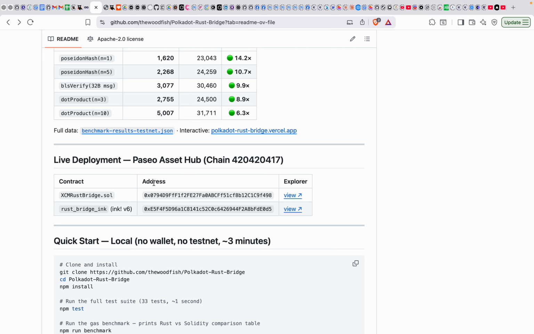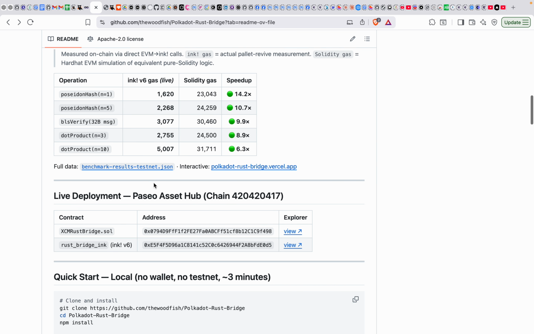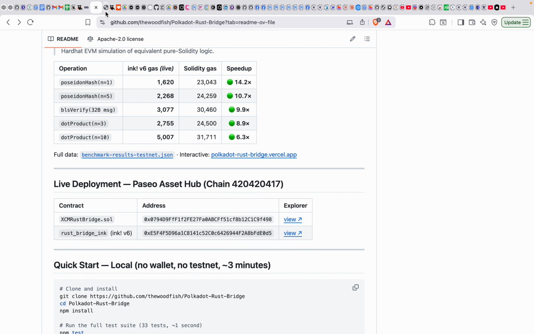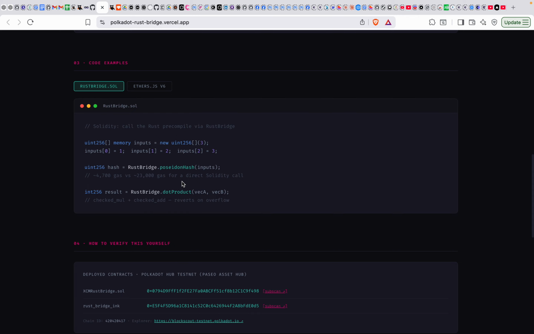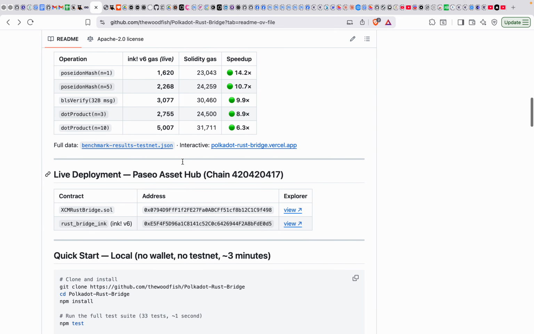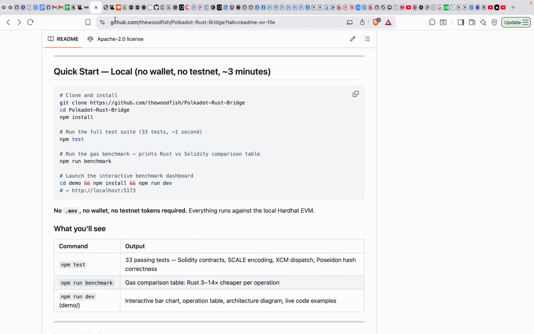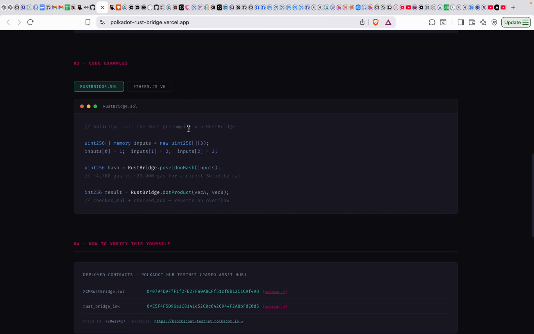Because the encoding and dispatch are fully handled, integrating this into an existing Solidity project is just about 4 simple lines of code. Call the bridge and get your results. Rust does all the work. The full stack contains the Ink contract, the Solidity bridge, the ScaleEncoder library, all the tests, the 33-plus passing tests, the 4-step deploy script, and our live React benchmark dashboard. Everything is open source and it runs locally in 3 minutes without requiring any wallet.